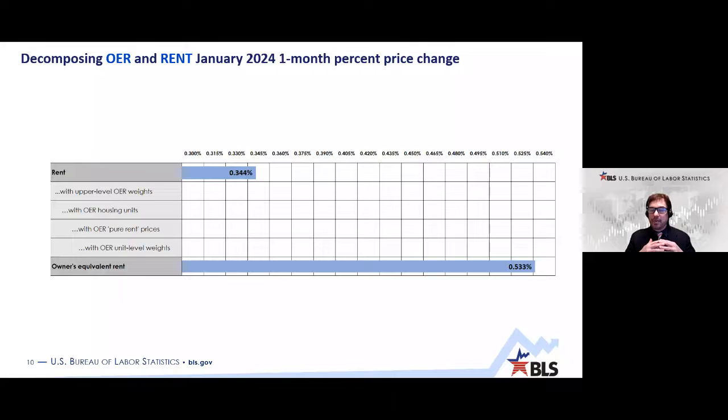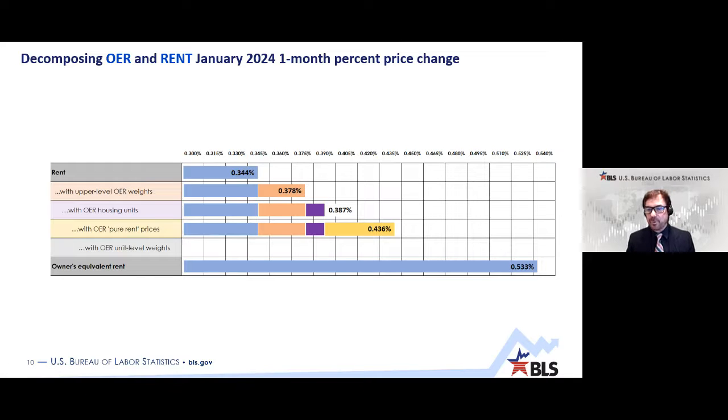We can force the relative area weights for rent to be those that we use for the OER. And when we do that exercise, we get a change for rent of 0.378. Then we can force the samples to be identical. Let's throw out the units used for rent that are not used for OER and see what that looks like. And when you do that, the measure grows to 0.387%. Next, we can make those prices the same. We can throw out the contract or economic rent prices that were used for rent and replace them with the pure rent prices that were used for OER. And when we do that, the measure grows to 0.436.